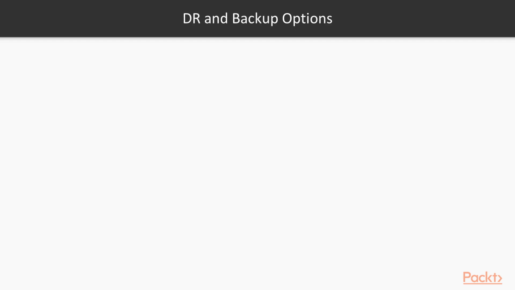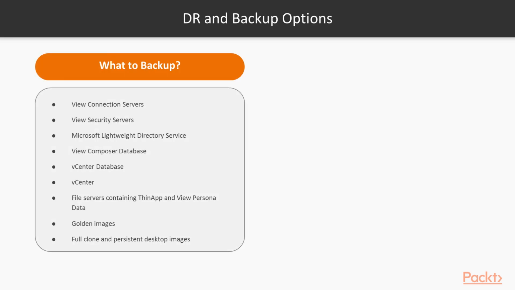There are a number of elements that you need to ensure are backed up when it comes to Horizon View, and we've summarized these in the following. You need to back up things like the View connection servers, the security servers, Microsoft LDAP, which is used to replicate information across the connection servers, the View Composer database is key, vCenter, file servers that contain application information or View persona information, your gold images, and full clone or persistent desktop images, templates and snapshots.